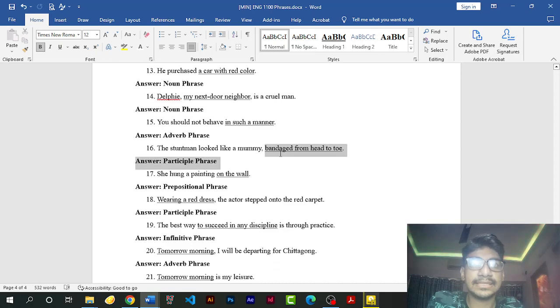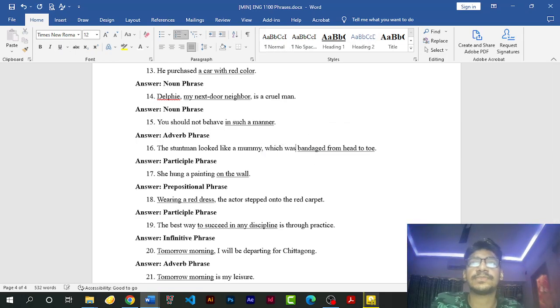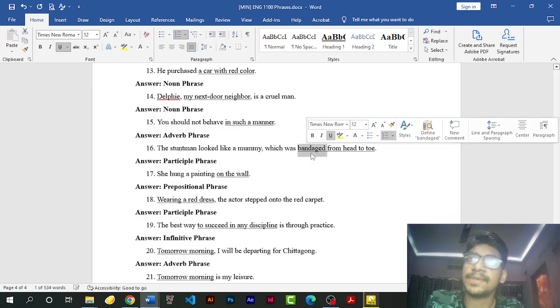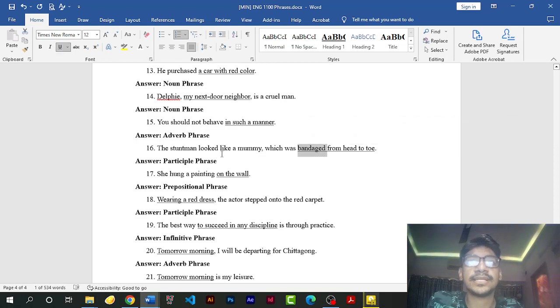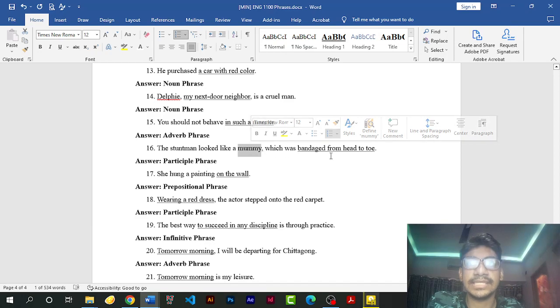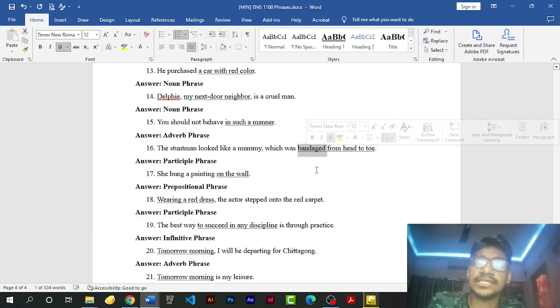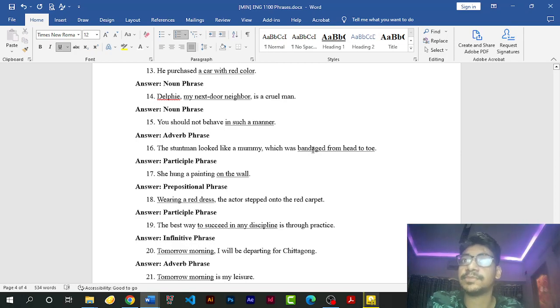So again, this is another example of a participle phrase. The stuntman looked like a mummy, bandaged from head to toe. So we can write which was bandaged, right? Which was bandaged from head to toe. So this bandaged part is not something that the stuntman or the mummy did, but it was bandaged. It's not like it bandaged itself or it bandaged other things, but it was bandaged itself, right? So it's a passive verb. So whenever a passive verb is there, it's a participle.